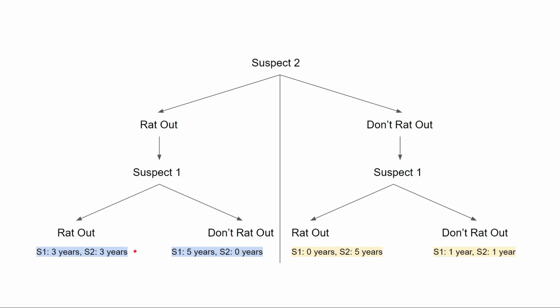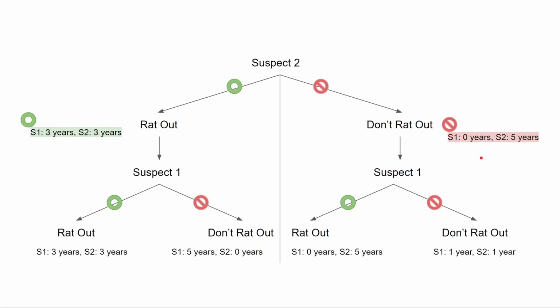So we can say that if Suspect 2 rats out, they serve 3 years in prison. If Suspect 2 does not rat out, Suspect 1 will rat them out, which means Suspect 2 serves 5 years in prison. Now that we migrated those results up, would Suspect 2 rather have 3 years or 5 years in prison? By the rule we decided, they would want 3 years in prison. Therefore, they rat out. Interesting.